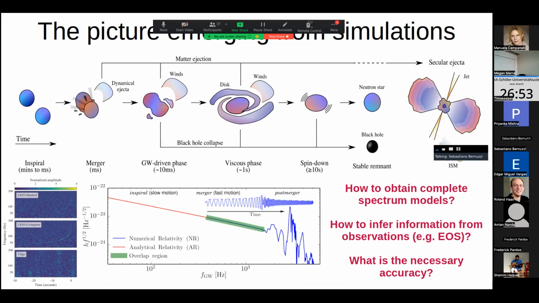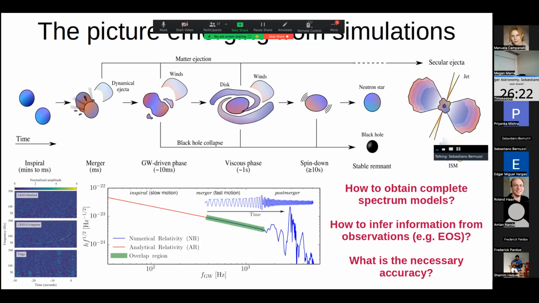The early part of the evolution, from the inspiral and merger into the post-merger phase, is mostly driven by gravitational waves. So that's what we could call the gravitational wave driven phase, from the inspiral to tens of milliseconds after merger. That's where all the gravitational waves are emitted.